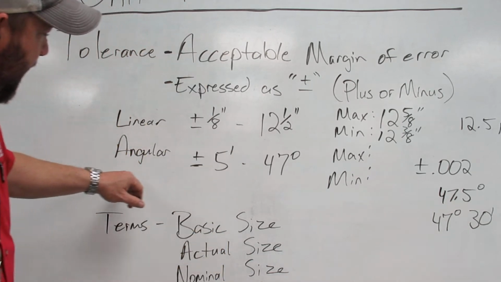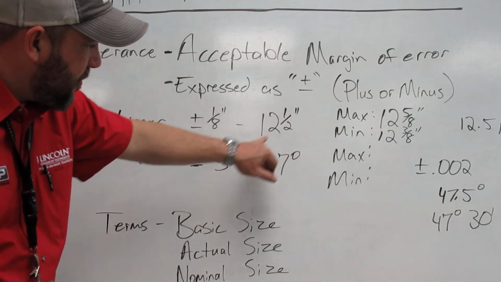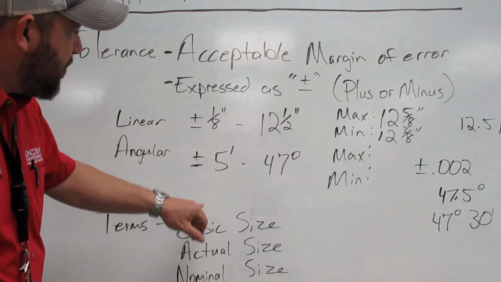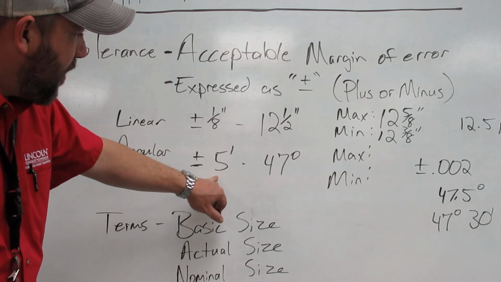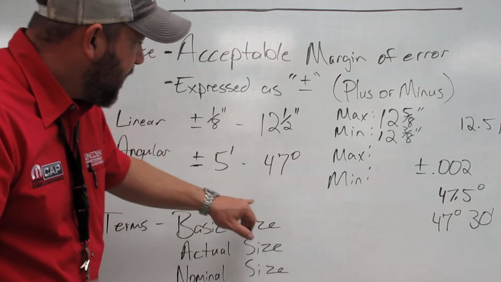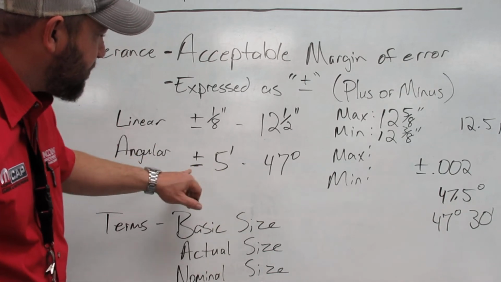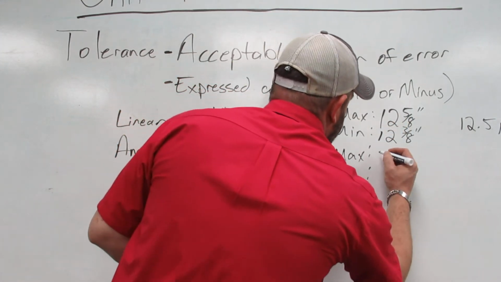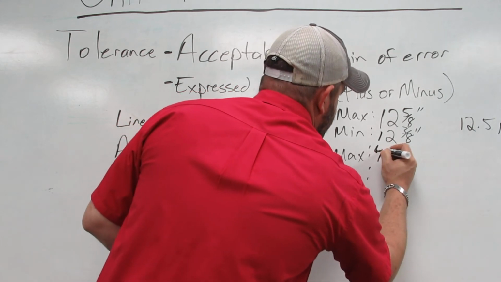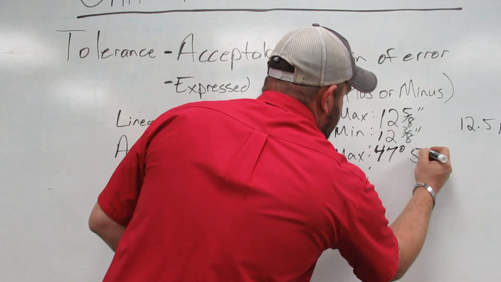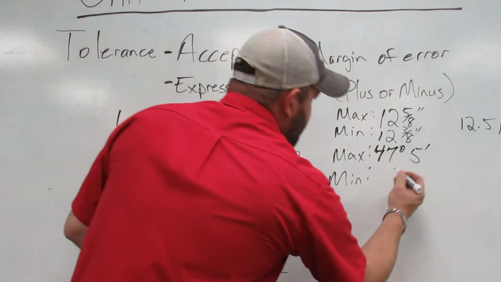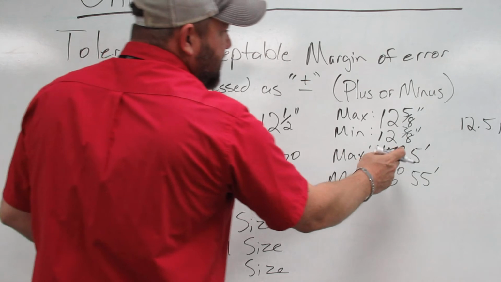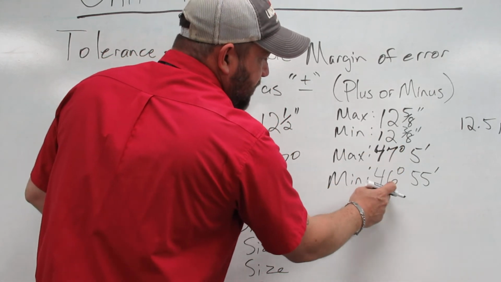Now, usually with a linear dimension, the single mark means feet. But when it comes to angular dimensions, it means minutes. So you've got plus or minus 5 minutes. And we're looking for our limits of size here. So 47 degrees plus or minus 5 minutes. Your maximum measurement is going to be 47 degrees and 5 minutes. And your minimum is going to be 46 degrees and 55 minutes, because you took 5 minutes away from that 47, so it dropped you down to 46 degrees and 55 minutes.